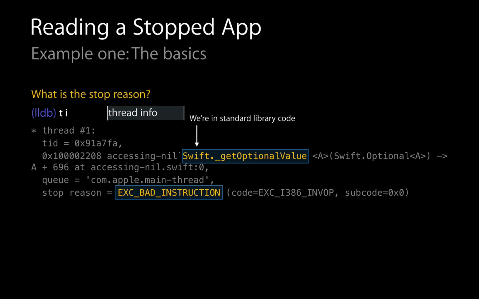But wait a second. We've got a compiler that's being pretty smart about issuing the right instructions. What's going on here? Well, it turns out that 99% of the time, these bad instructions are used in assertions. So the code says, if something is bad, if something unexpected is happening, I'm going to issue a bad instruction to the CPU and the program will stop. So when you see exe bad instruction, what you should be thinking is assertion failure.